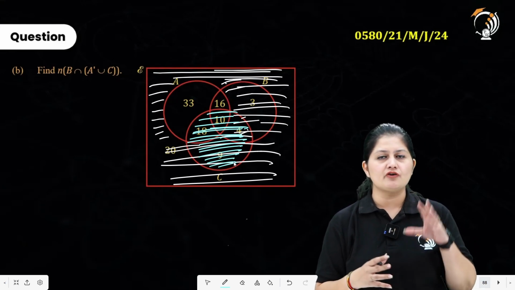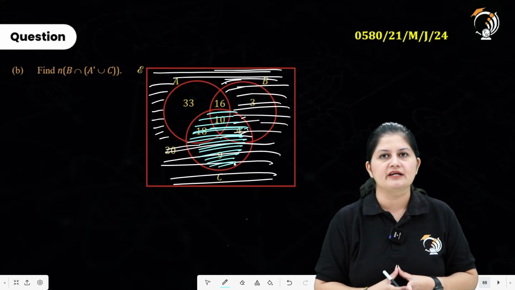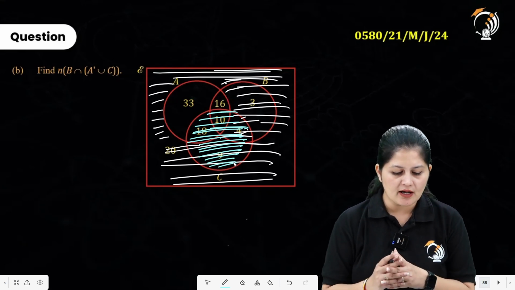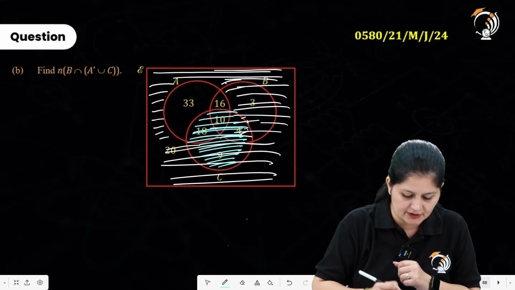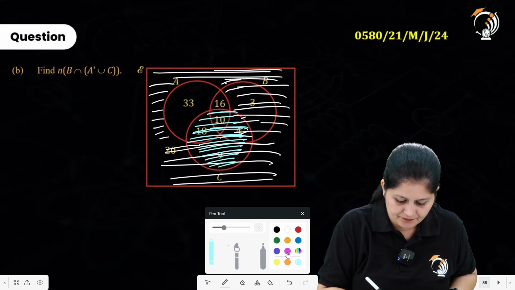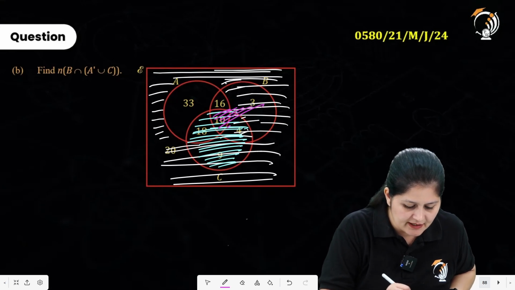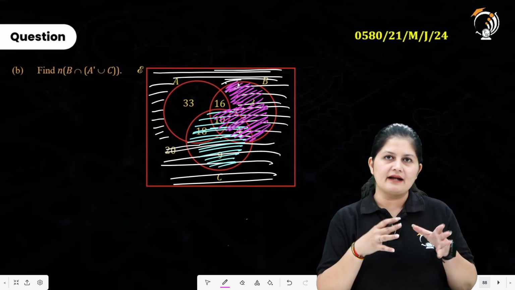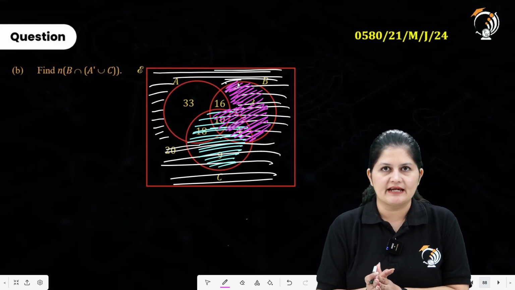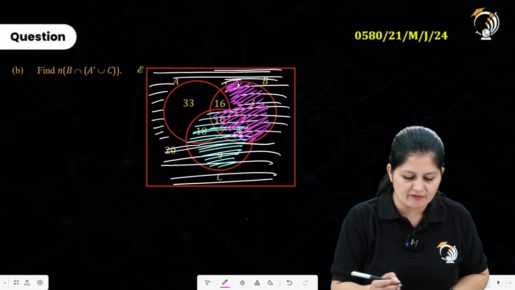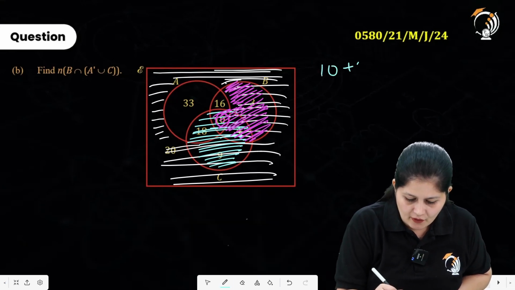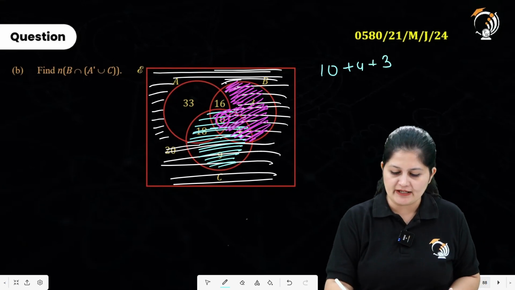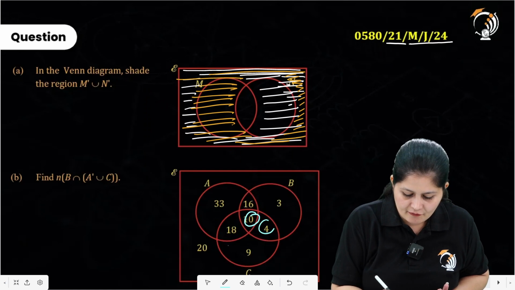Further, now we need to find the intersection of B and the shaded region that we can see here. Let me shade it with a different color. This particular region is actually the intersection of the part that is shaded and of B. If we have a look at the numbers that were written here, they were 10, 4 and 3. So that is what we are going to get as the elements here.